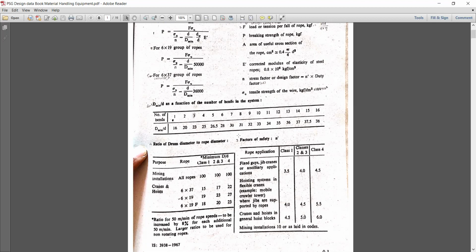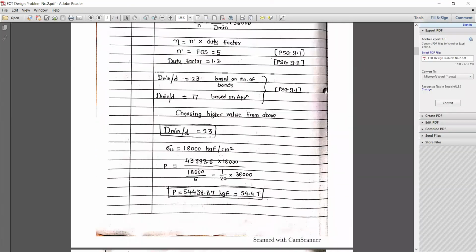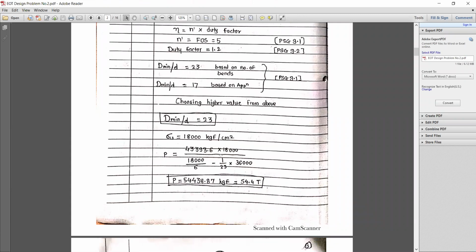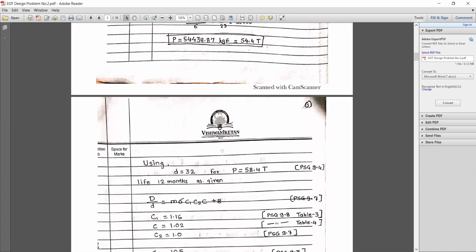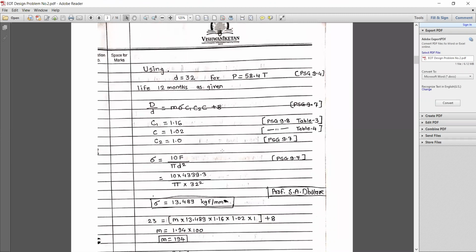Now putting all the values into the equation, the value of P that we get is 54,438.87 kgf, that is 54.4 ton. So that is the strength, that much load it can carry.